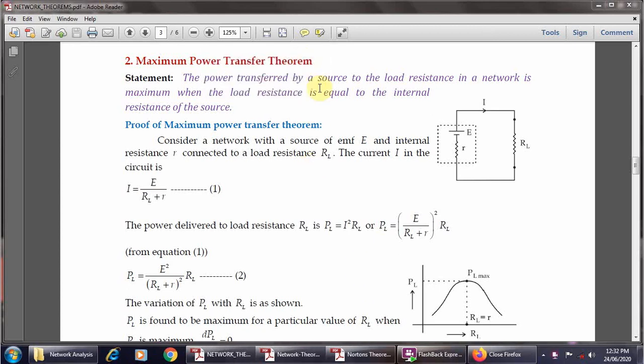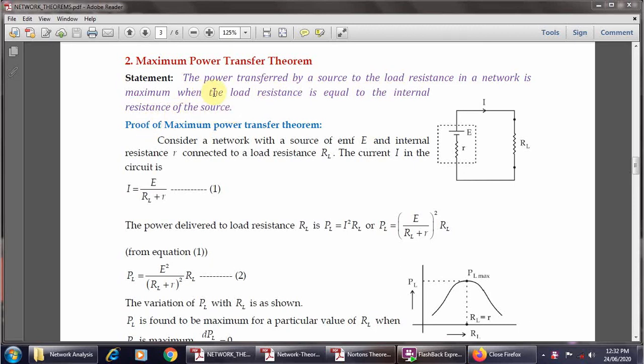Today we are going to discuss the maximum power transfer theorem. The statement of the maximum power transfer theorem is that the power transferred by a source to the load resistance in a network is the maximum when the load resistance is equal to the internal resistance of the source.